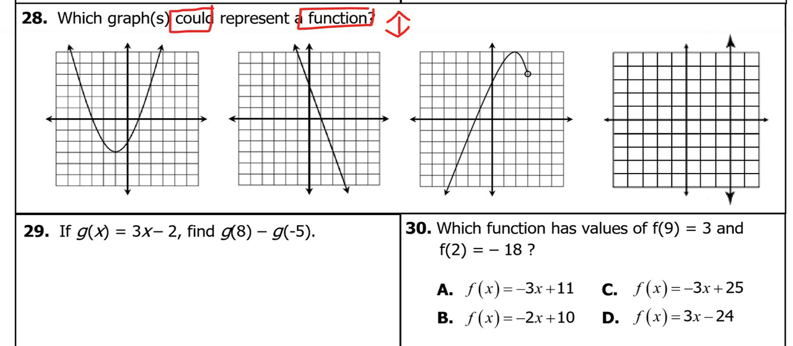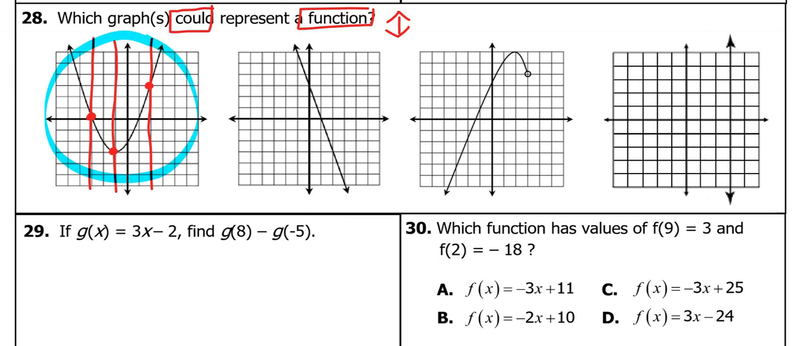So let's take a look at the first one. So if I draw my vertical line here, I've cut through the graph once. If I draw it here, I've cut through the graph once. Draw it here, I've cut through the graph once. So no matter where I drew my vertical line, it cut through once. So yes, this is a function. So I am going to select this one.